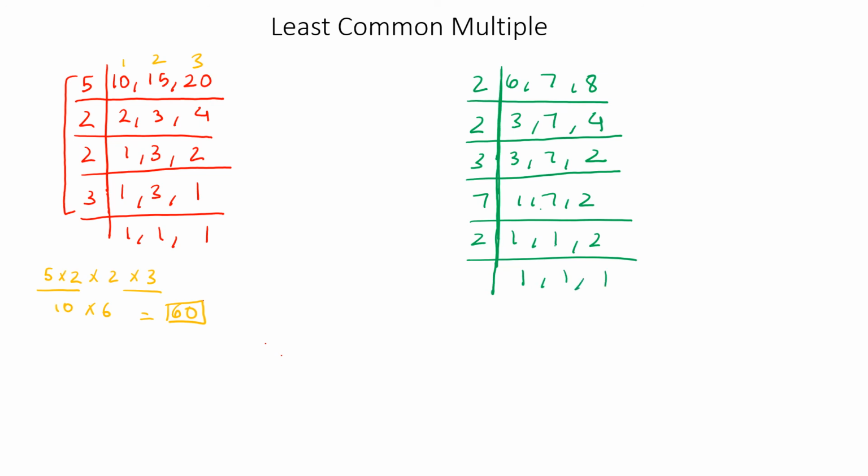And as mentioned before, we need to multiply all of these together. So 2 times 2 times 2 times 3 times 7. 2 times 2 times 2 is 8, and 3 times 7 is 21. And 8 times 21 is 168. So the least common multiple between 6, 7, and 8 is 168.